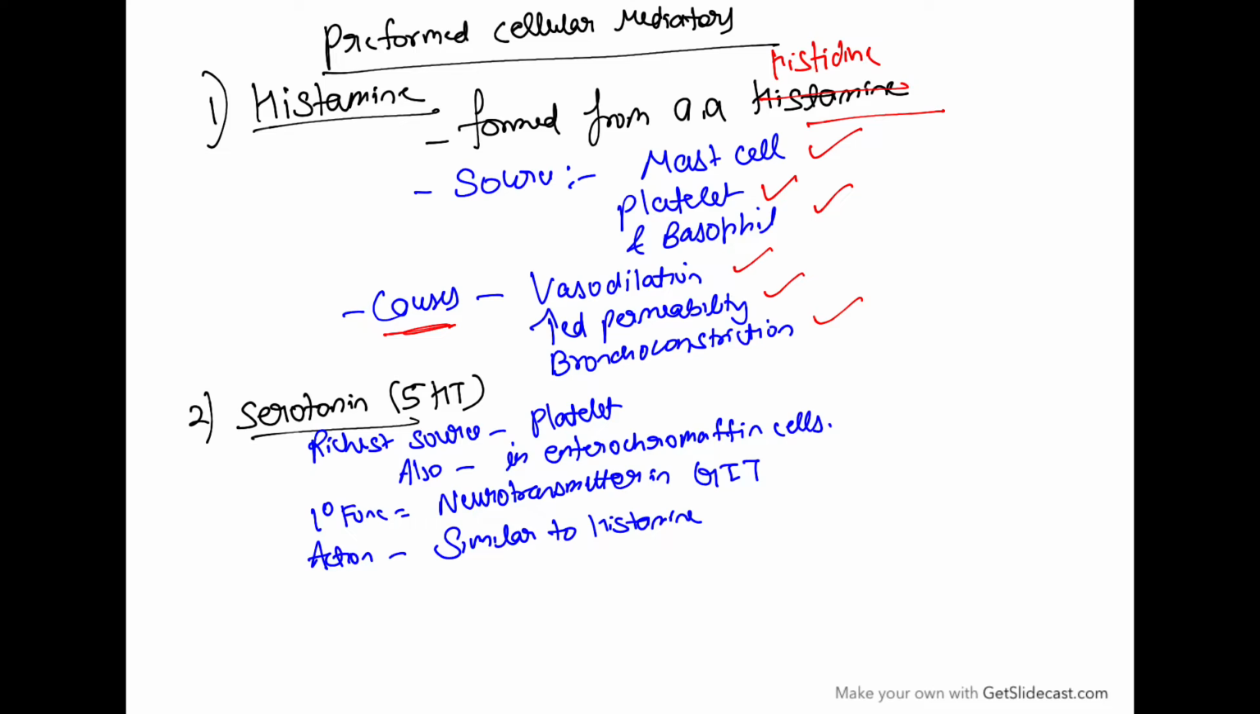Serotonin, 5-HT, the richest source is platelets, but it is also present in enterochromaffin cells. The main function is it acts as a neurotransmitter in the GIT and the actions are similar to that of histamine, that is vasodilation, increased vascular permeability and bronchoconstriction.